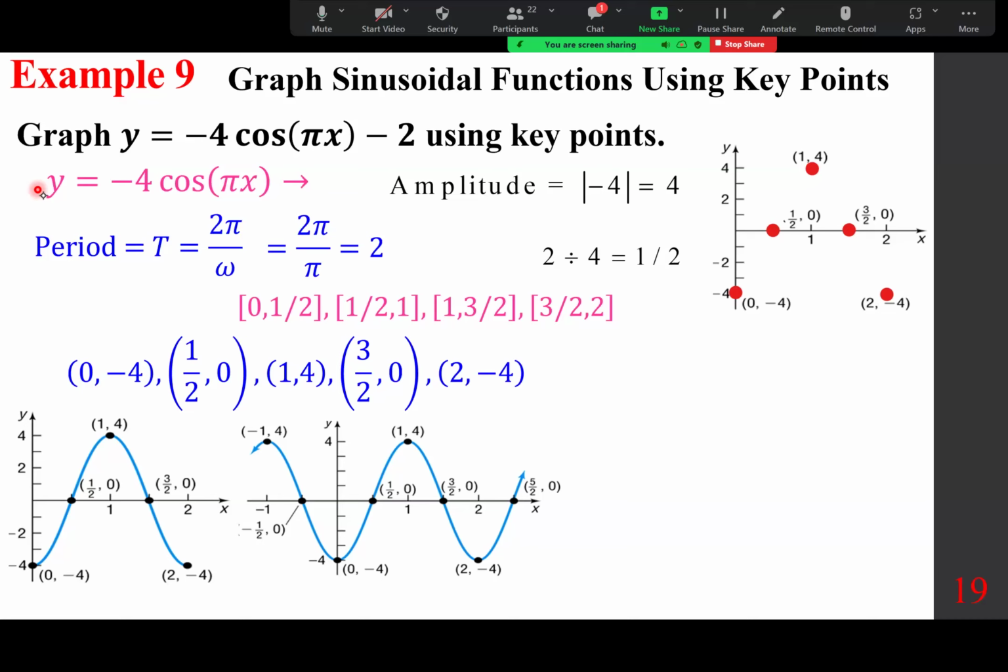That's not what we want. What we want is this. So we have to shift this down by 2 units. Shift it down by 2 units, which means if you look at this pair, for example, you get -1, 2. This one, you get -1/2, -2. This one, 0, -4 changes to 0, -6.